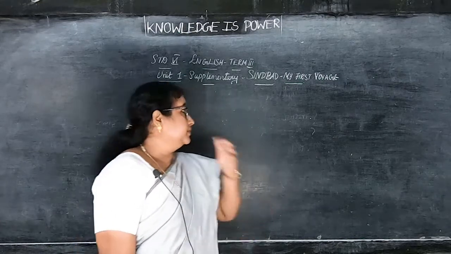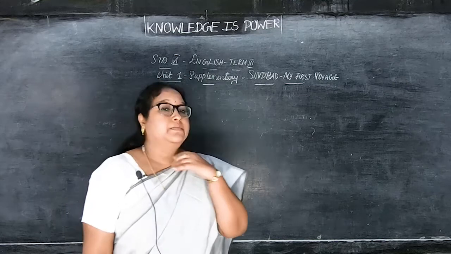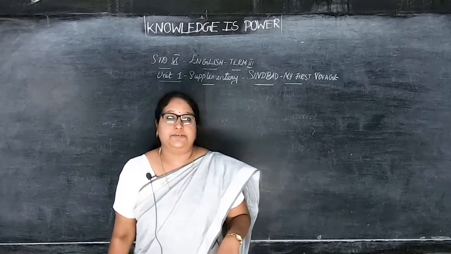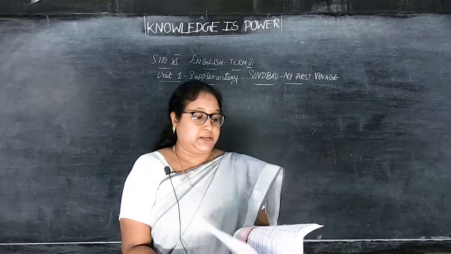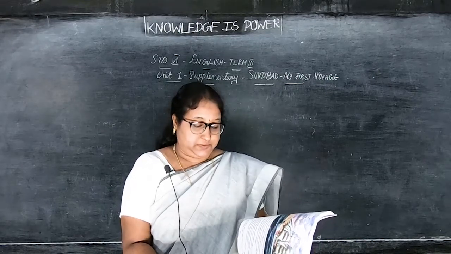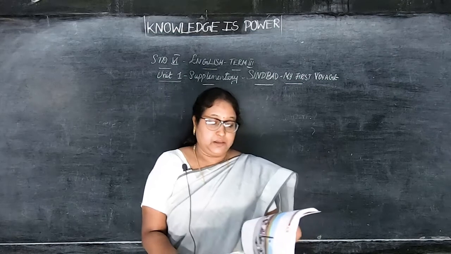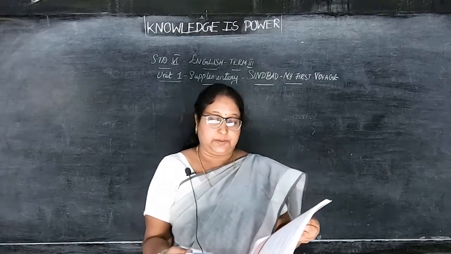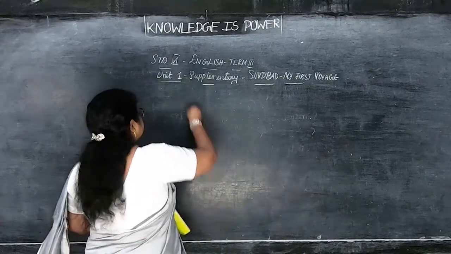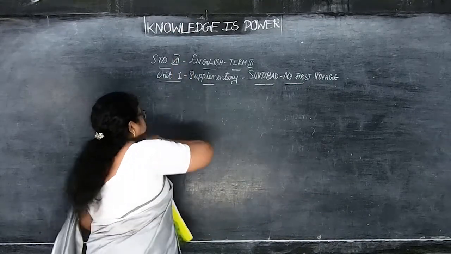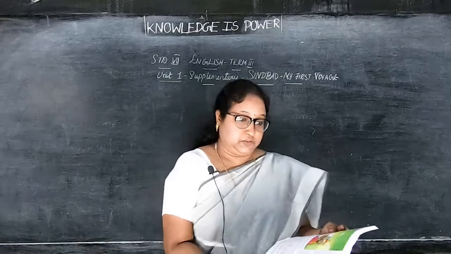Standard, Term 3, Unit 1, Supplementary, children. The name is Sindbad, My First Voyage. Those who have the book can take page number 99. In the previous class, we completed the poem book back, and now we are going to see the supplementary. Sorry, children, it's 7th standard. 7th standard English, My First Voyage.